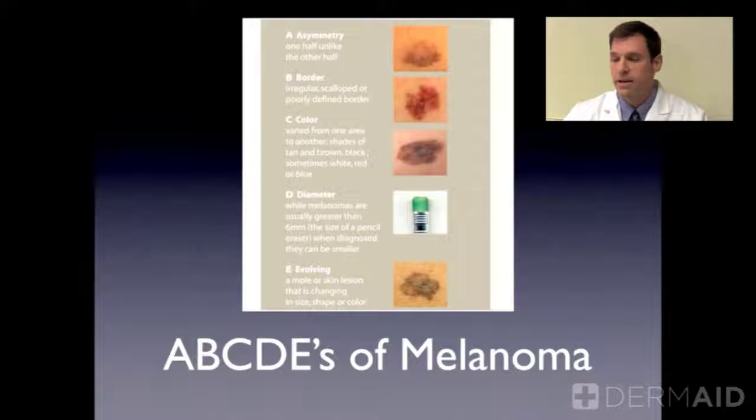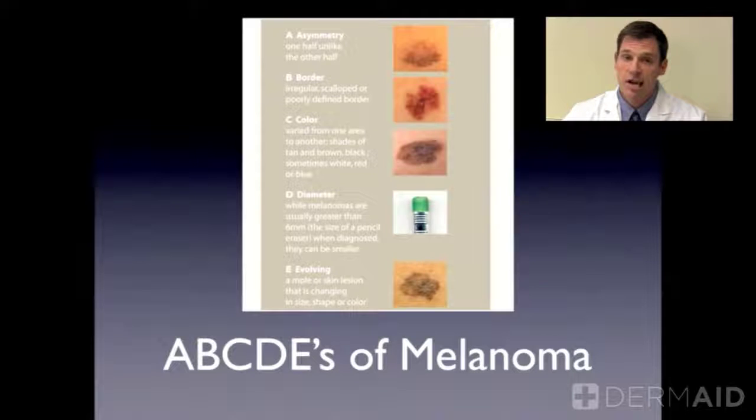So what are the ABCDEs of melanoma? Here you see A is for asymmetry. One half of the mole does not match the other half. B is for borders, so the mole should be oval or round with smooth edges, smooth borders, not fading edges or scalloped or jagged borders. C is color, more than one color in the mole.